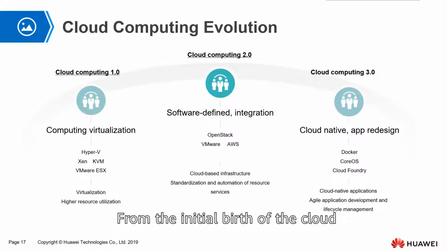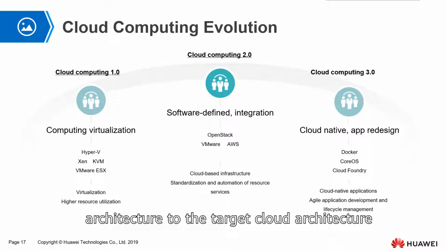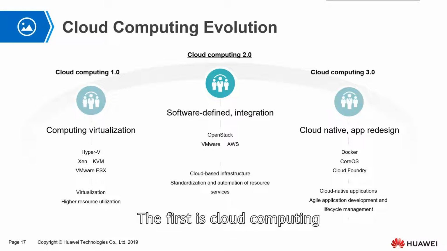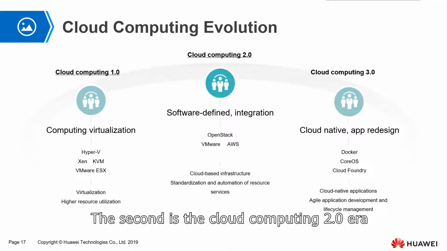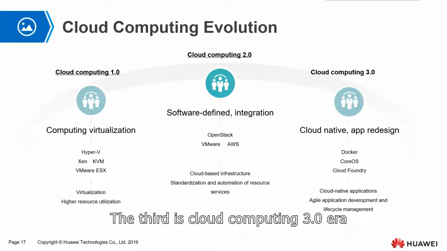From the initial birth of the cloud computing concept until today, the enterprise IT architecture has experienced three milestones in the development phase, from the traditional architecture to the target cloud architecture. The first is the cloud computing 1.0 era. The second is cloud computing 2.0, and the third is cloud computing 3.0.